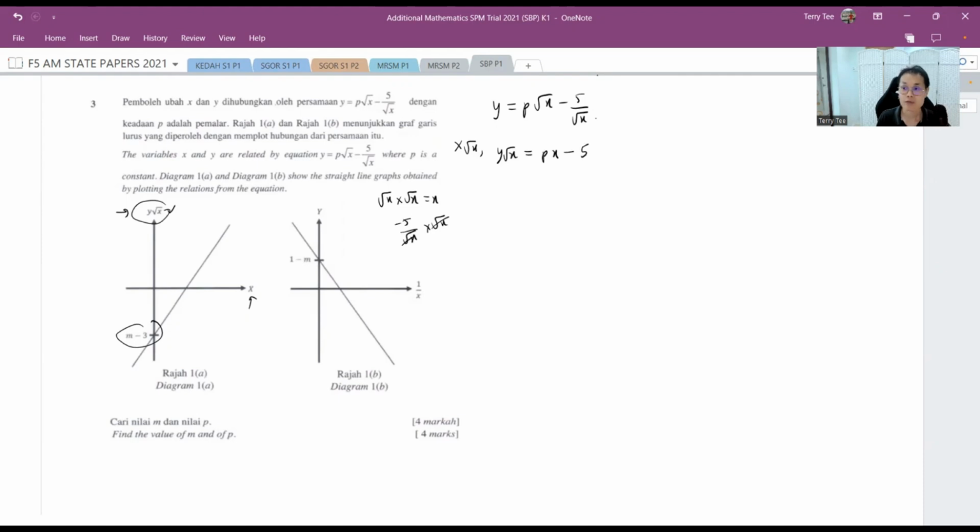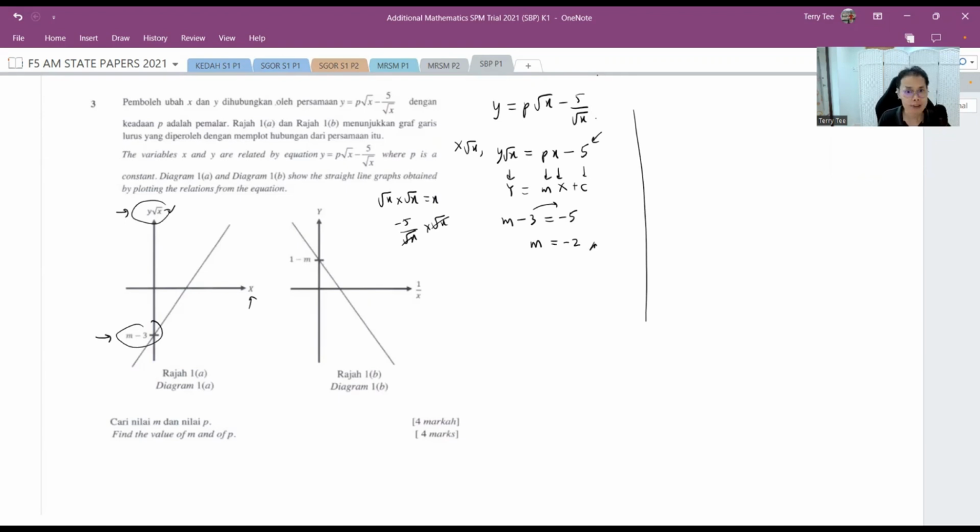But remember, there's a negative in front. So this is your big Y now, this is your gradient, this is your big X and your C. That means my y-intercept is -5. So what I need to do is compare my y-intercept from the graph, which is m-3, with the y-intercept from the equation, which is -5. Bring it over, my m is now -5 plus 3, -2. So this is the first method to convert to linear form.